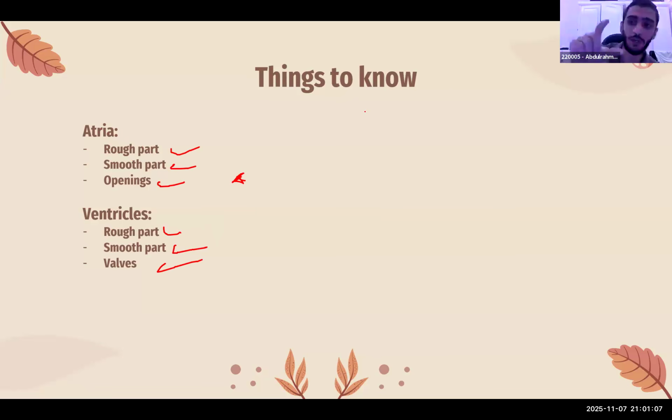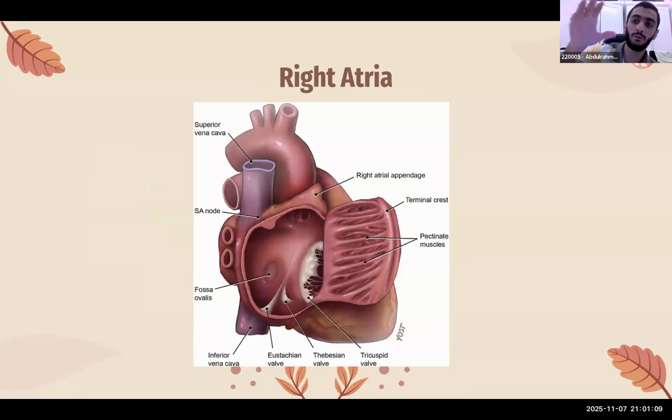So let's take this checklist and go first of all to the right atrium. What is the rough part? Right here we have this rough part, and now you remember the name, known as the pectinate muscles.